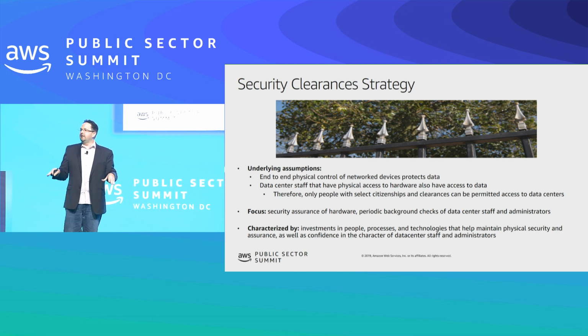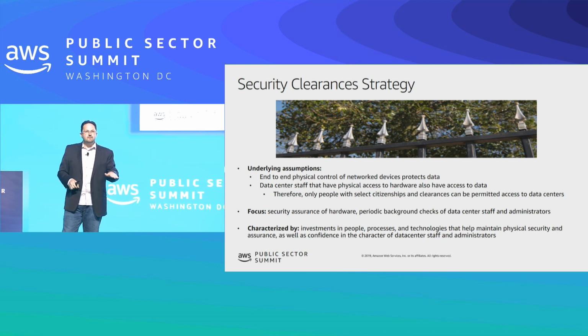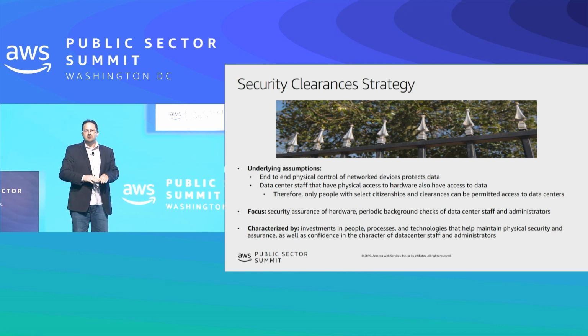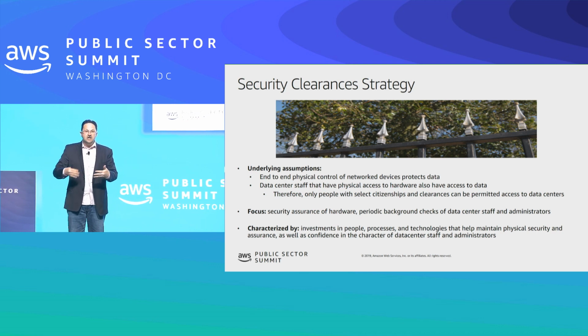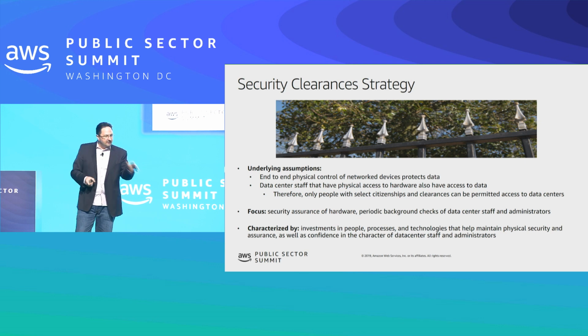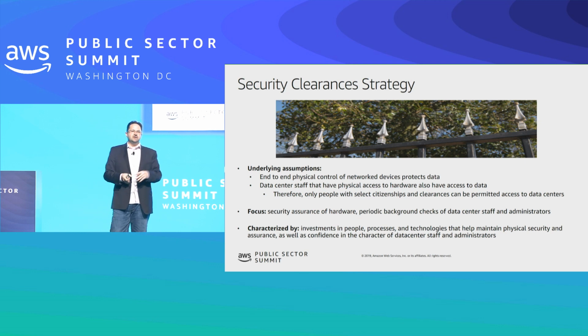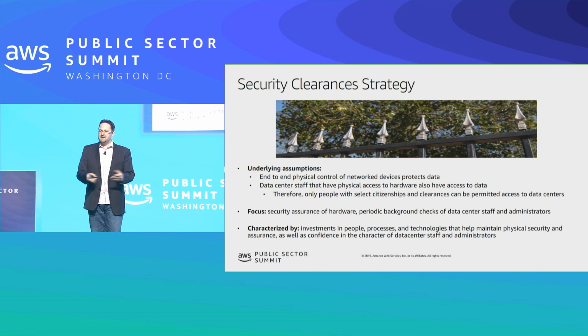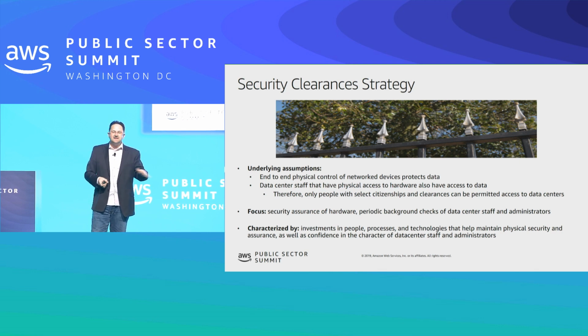But what about a world of a modern cloud where we're using encryption, key management, virtualization in combination with each other that actually achieves physical, logical separation of duties, making sure that someone that has physical access to the data center doesn't have logical access to anything? Okay? So this security clearances strategy is still super important in the public sector and always will be, but it has to be used in combination with other strategies because this one's really focused on insider threat.